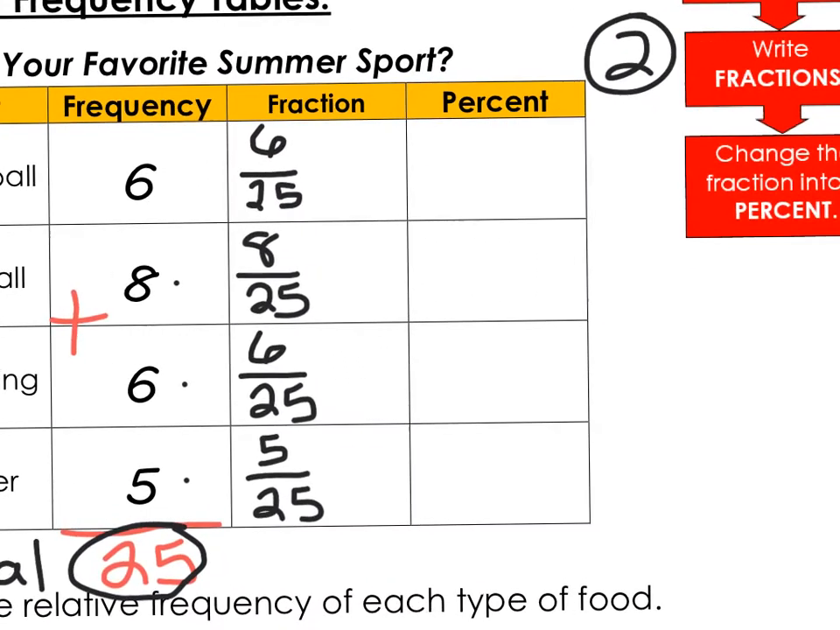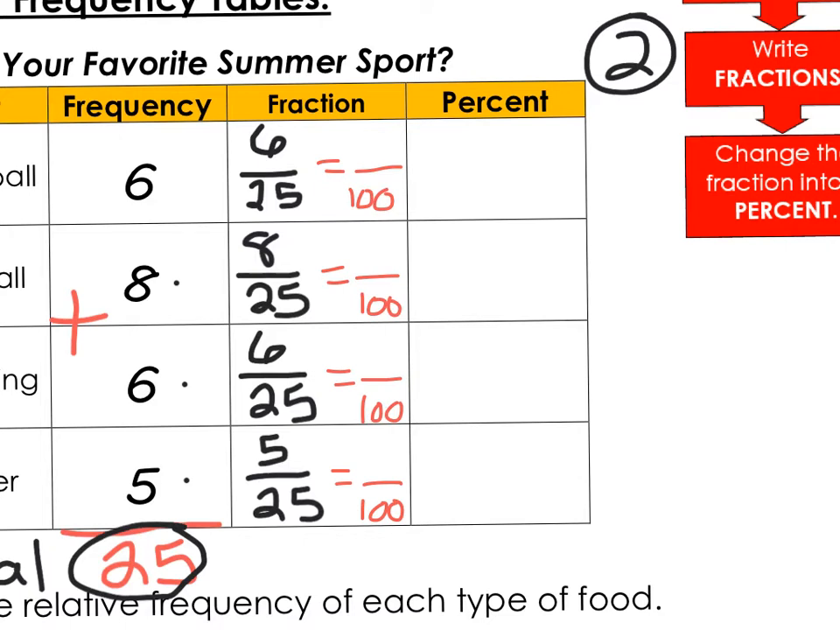Now, what we need to do, I'm going to give myself a little bit of space here, is we need to convert or change the fraction into a percent. So, remember in the last video we watched, we talked about setting up a proportion. And we talked about you needed a part and a whole, and that all percents are out of the number 100. So I'm going to go ahead and set all these fractions equal to 100 so that I can easily find my percent.